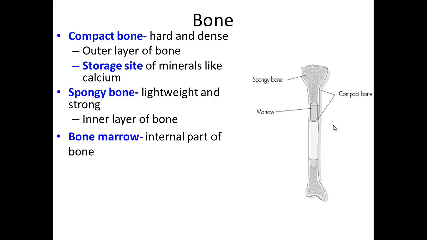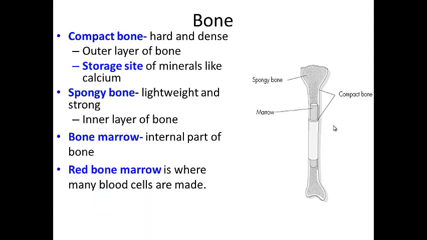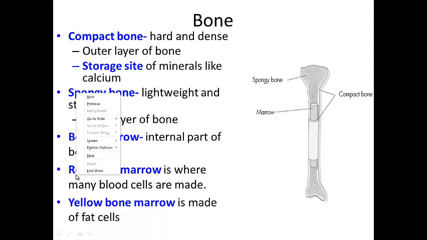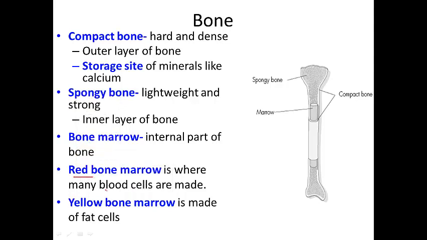Inside of the bone is also bone marrow. There are 2 types of bone marrow, red and yellow. Red bone marrow is where many blood cells are made. That's easy to remember because red marrow makes blood cells. Blood is also red in color. And yellow bone marrow stores fat. Fat is yellow in color.